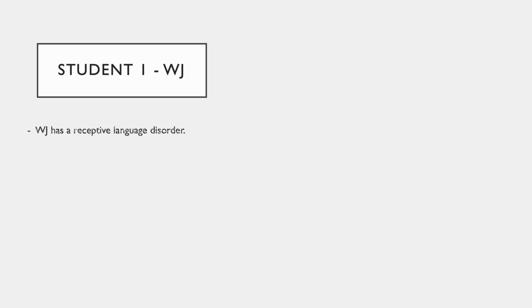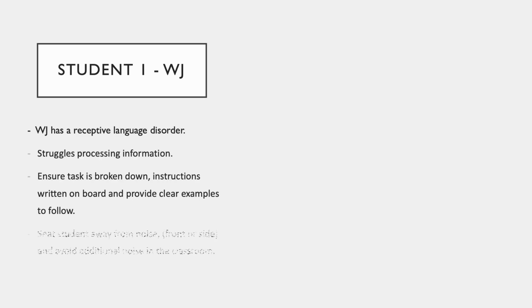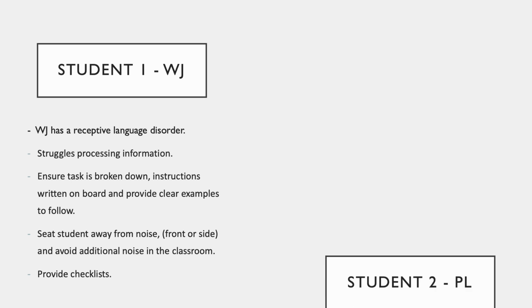Student 1, WJ, has a receptive language disorder and struggles to process information. They need the task broken down into clear steps with instructions written on the board and with clear examples to follow. The student needs to be sat away from noise, either at the front or side of the classroom, and to be provided with goals and checklists.